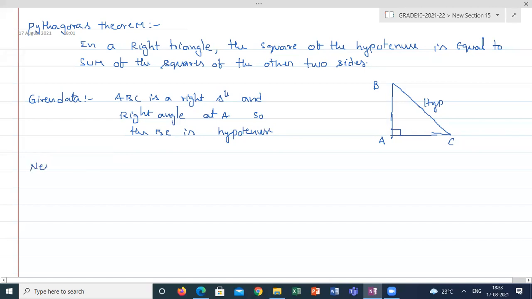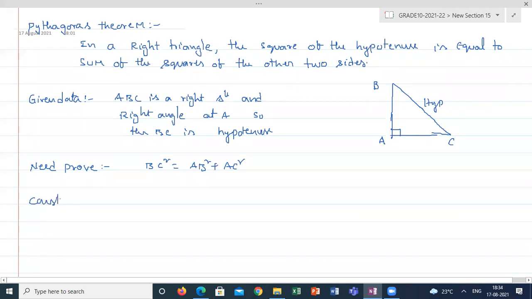What do I have to prove? The square of the hypotenuse, BC square, is equal to AB square plus AC square. This is the proof I have to do. AB square plus AC square.